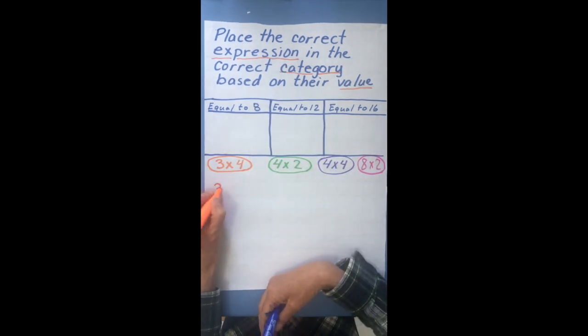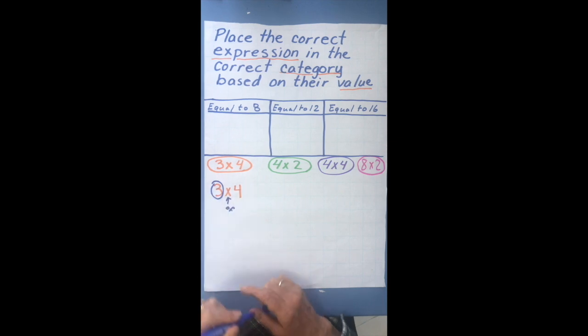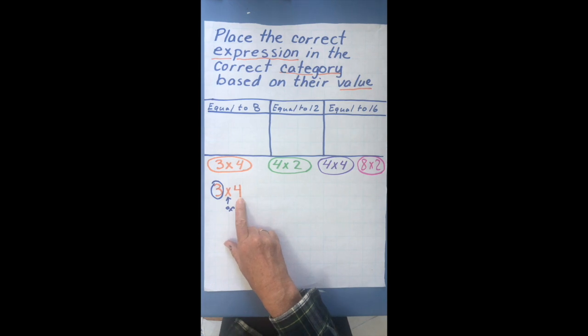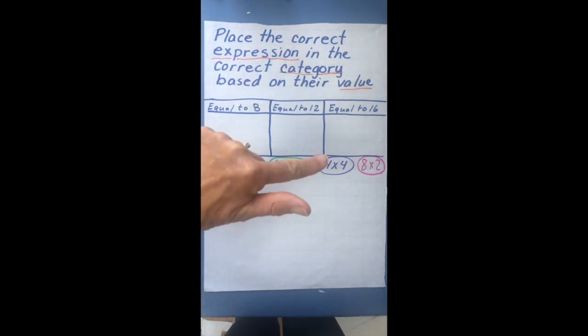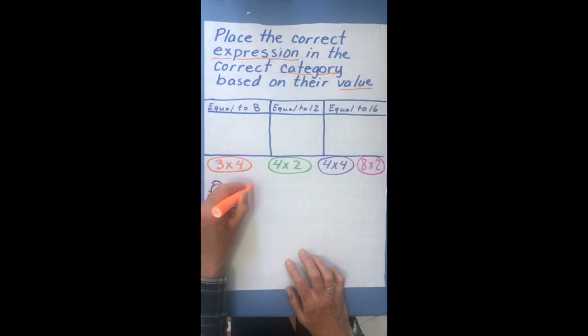So the first one is 3 times 4. So I know this is 3 groups of 4 or 3 fingers, and I'm going to skip count by 4s. So here I go, 4, 8, 12. So this one's equal to 12.